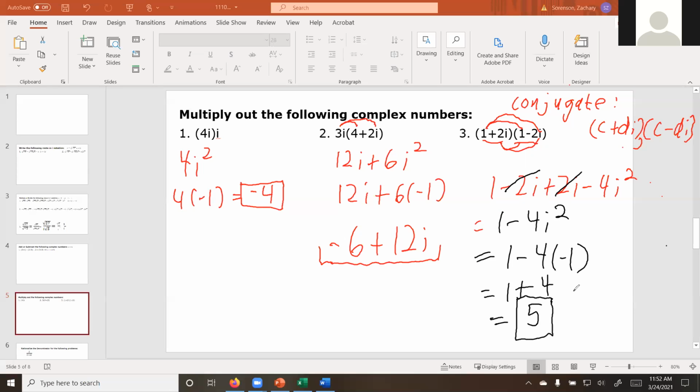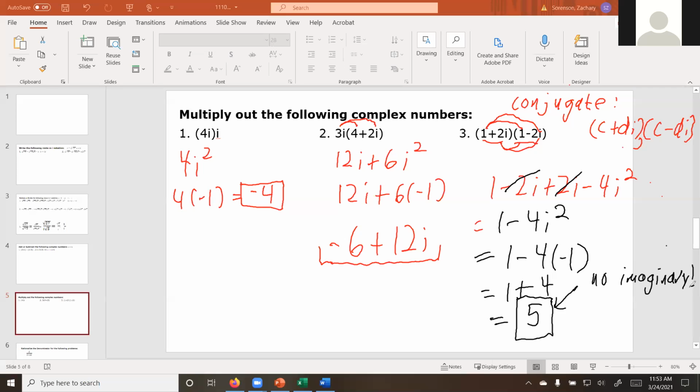And this result, I have no i's, right? Or maybe no imaginary numbers in my answer. That's why these conjugates are so powerful: if I multiply any pair of conjugates together, I'm always going to get something that doesn't have an imaginary number, that has a real number. Here it's 5, I could have 8. I'm not going to have this bi part of my complex number.